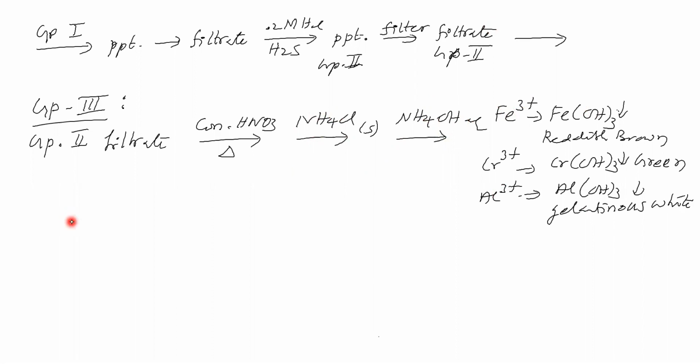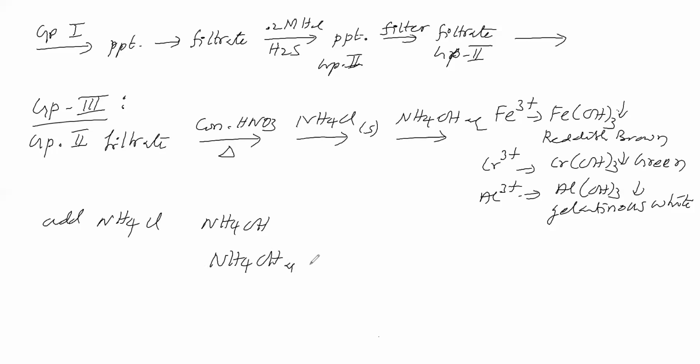We did not add ammonium chloride. We are adding ammonium hydroxide directly in group 3. What will happen? That we'll see first. If you add ammonium chloride and then ammonium hydroxide, this ammonium chloride will affect the ammonium hydroxide in what way? That we will see. Ammonium hydroxide is a weak base.